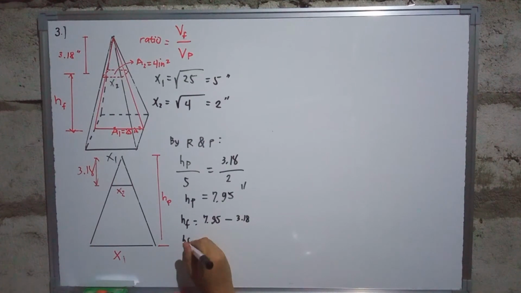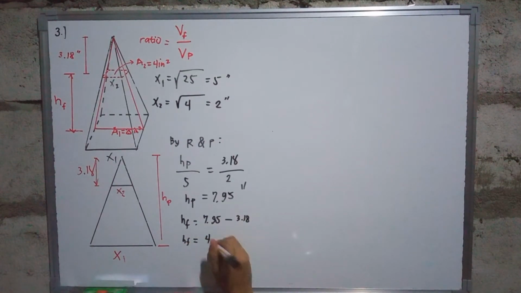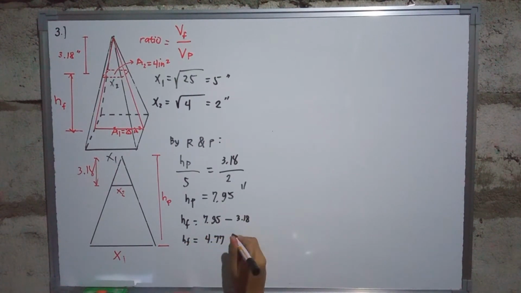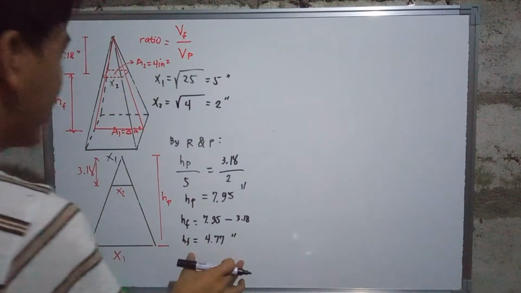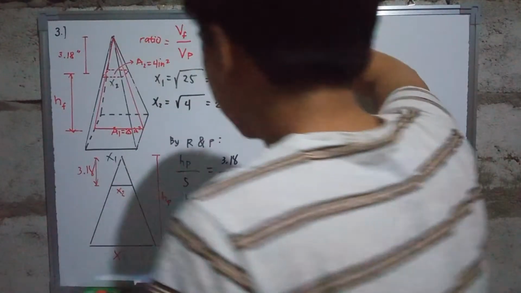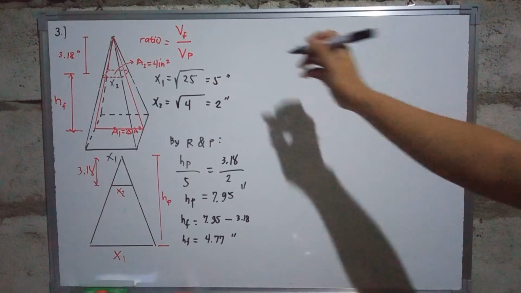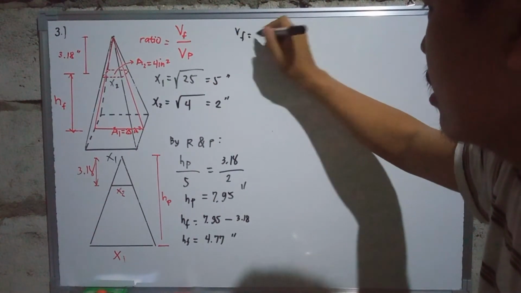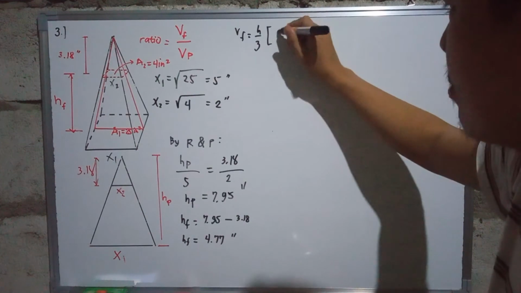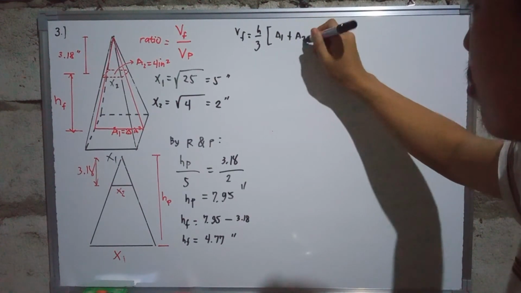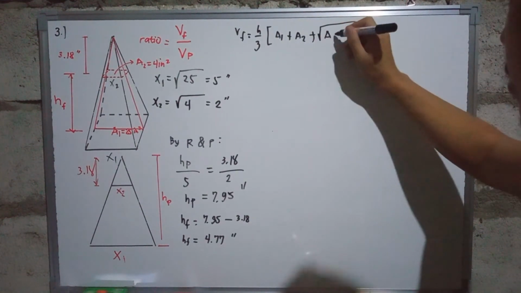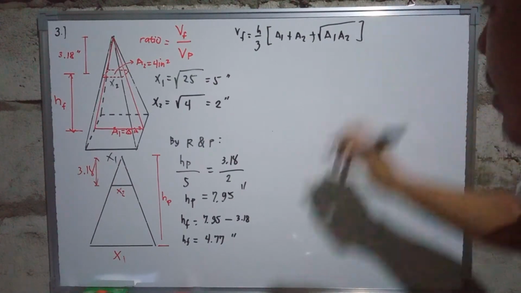So, h sub f is now equal to 4.77 inches. Ngayon, makukuha na natin yung volume ng frustum natin, and at the same time, yung volume ng pyramid natin. So, following the general formula, h over 3 multiplied by a sub 1 plus a sub 2 plus the product of the bases, of the area of the bases.